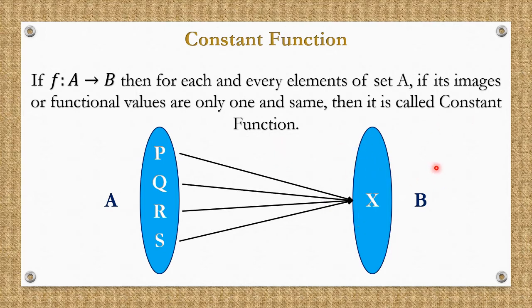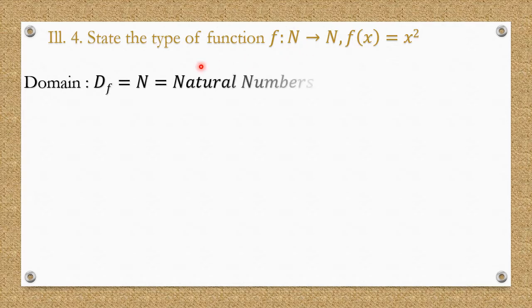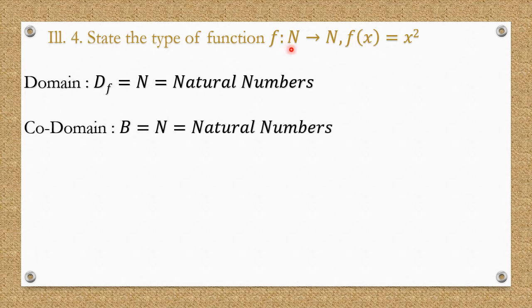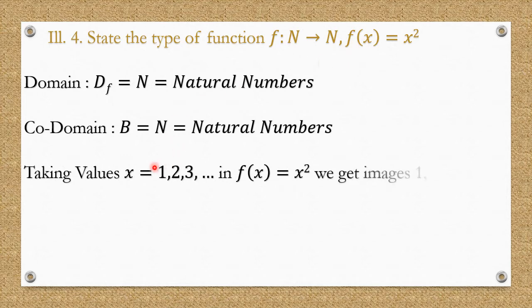Let's take some illustrations, examples to understand this better. We will start with illustration 4. We have to state the type of a function where f is a function from set N to set N, and f(x) is x squared. We know that the domain, the first set here, is natural numbers. Codomain, the second set here, is also natural numbers. We know that natural number N ranges from 1, 2, 3 up to infinity. And when we put these values into x squared, 1 squared is 1, 2 squared is 4, 3 squared is 9, etc. So this is the domain, these are the images.